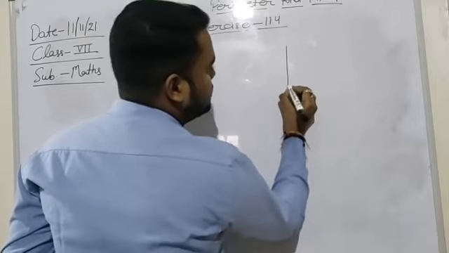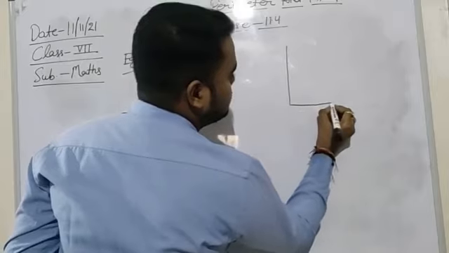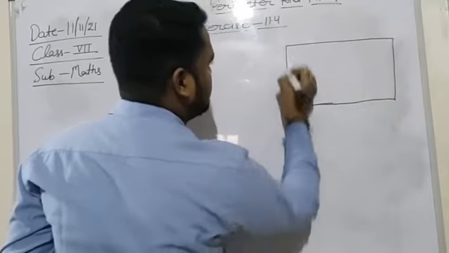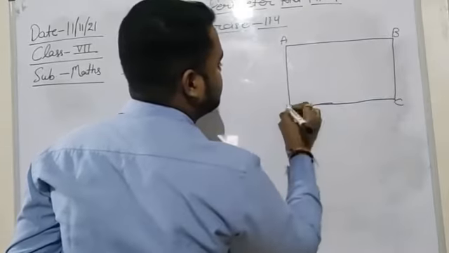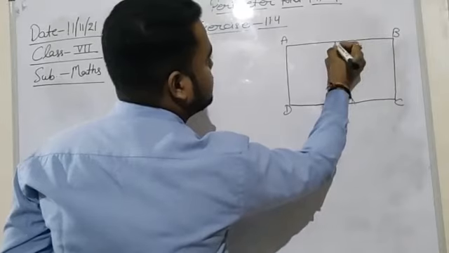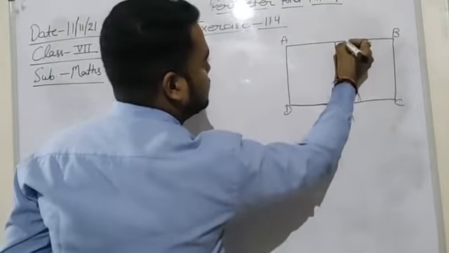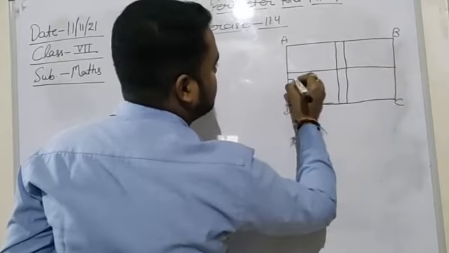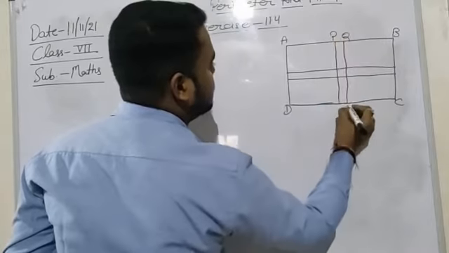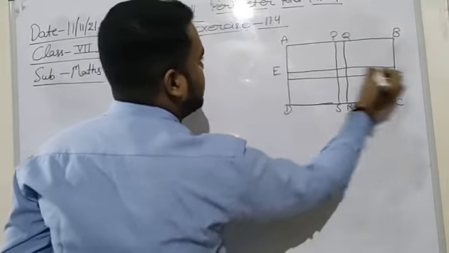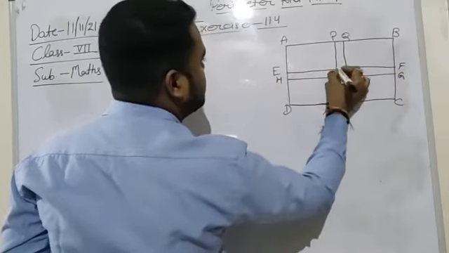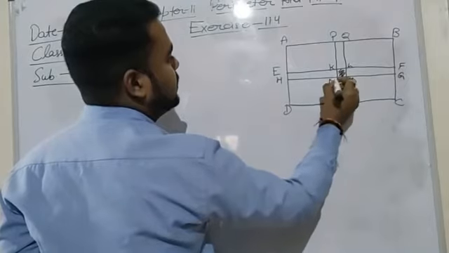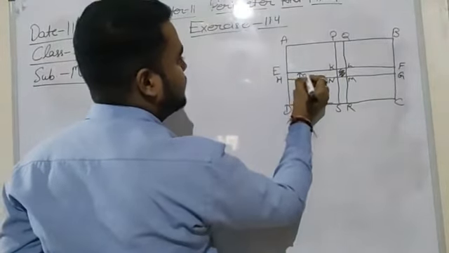So there is a rectangular field ABCD, and in between this rectangular field there is a path. There are two paths, PQRS and EFGH, and here you can find that this is a square region, name it as KLMN. The width of this path is 5 meter everywhere.